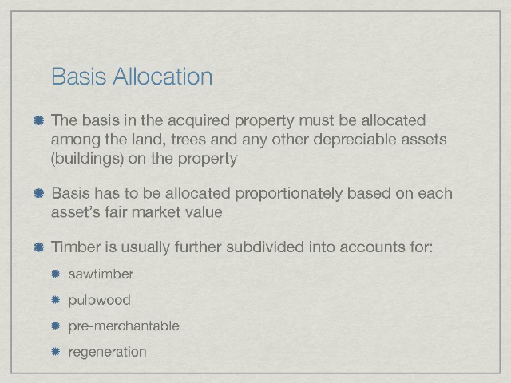The basis allocated to the timber is usually further subdivided into accounts such as saw timber, pulpwood, pre-merchantable, and regeneration to accelerate the tax benefits. For example, saw timber has a higher fair market value, so it would be reasonable to allocate a larger portion of the basis to that account. Saw timber will probably be harvested sooner, so your basis or income that is not taxable will be recovered faster, which will increase the rate of return on your property.